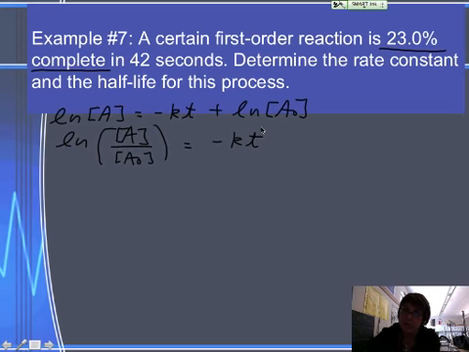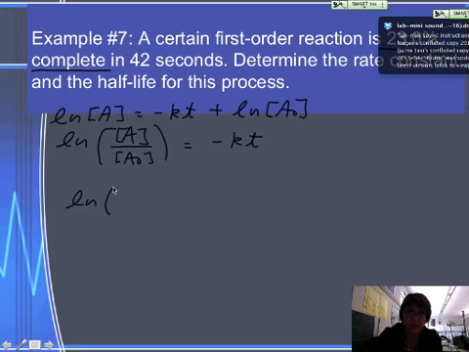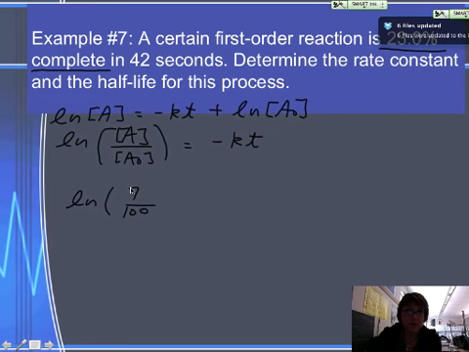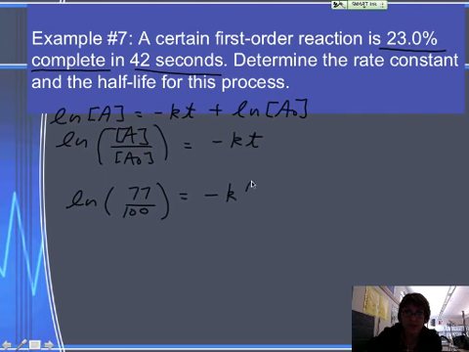The problem is you have to reread the question. If it says it's 23% complete, then how much of my stuff remains? It's 100 minus 23, right? So I have 77% remaining out of the 100% of stuff that I started with. And then my time in this problem is 42 seconds. So I'm going to put that in here for the time. Let's divide both sides by 42 seconds so I can solve for k.